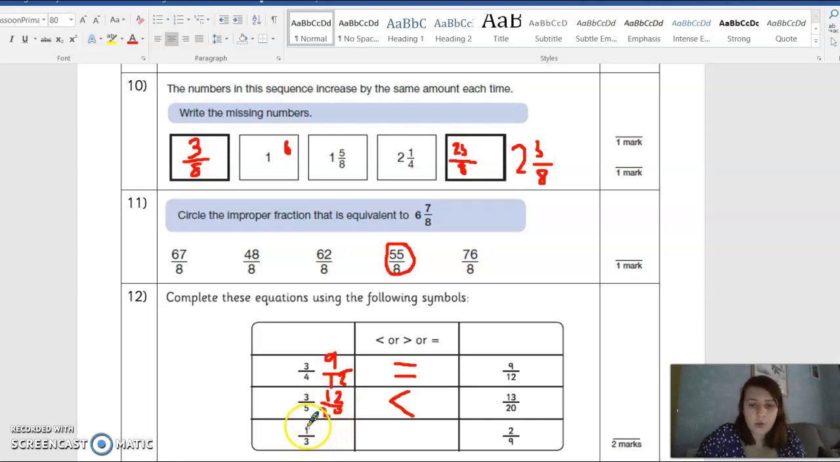And finally, I've got 1/3 and 2/9. So I need to turn my third into 9ths. So how many 3s go into 9? What do I times 3 by to get 9? So 3, 6, 9. So I times it by 3. So 1 times 3 is going to give us 3. So 1/3 is the same as 3/9. 3/9 is obviously bigger than 2/9. So my arrow goes the other way. So hopefully you managed to get those ones right. They're not too difficult to work out, and we did it all last term.